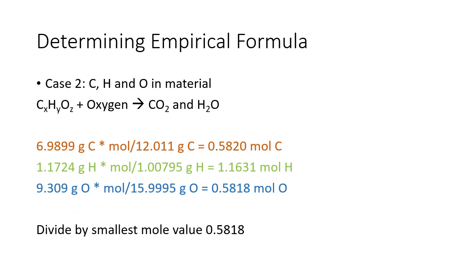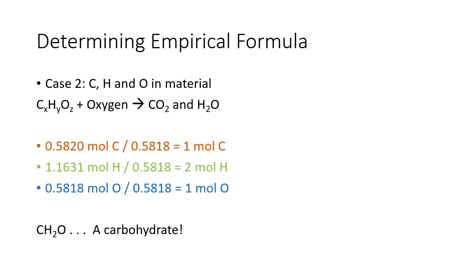Moving on. All right, so now we have a mass of carbon, a mass of hydrogen, and a mass of oxygen. We can divide by our atomic weight again for each of these, and we find the number of moles of each. Now again, we're going to divide by the smallest mole value, and we're going to find that we have 1 mole of carbon to 2 moles of hydrogen to 1 mole of oxygen. CH2O, it's a carbohydrate. Okay, at this point, we are probably done. This is an empirical formula.